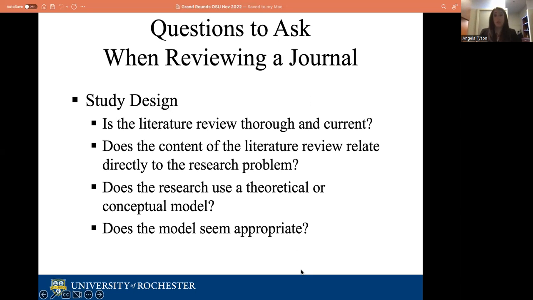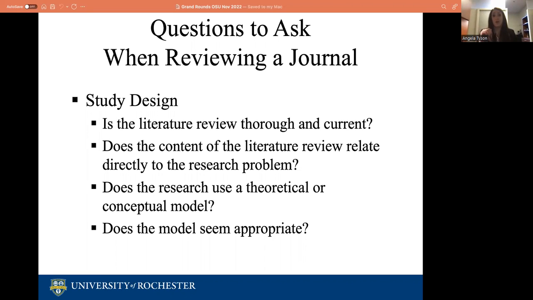So a study design, first off, if you got this idea to run a clinical trial, you're going to need to be looking for literature that has done something similar to a clinical trial. So when you're looking at a study design, you're looking for literature that they have used in that study that is thorough, that is current. It reviews things that are directly related to their research problem.